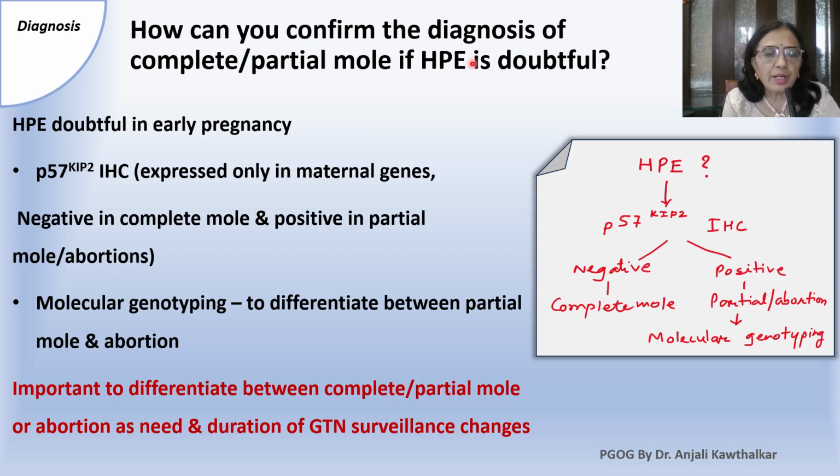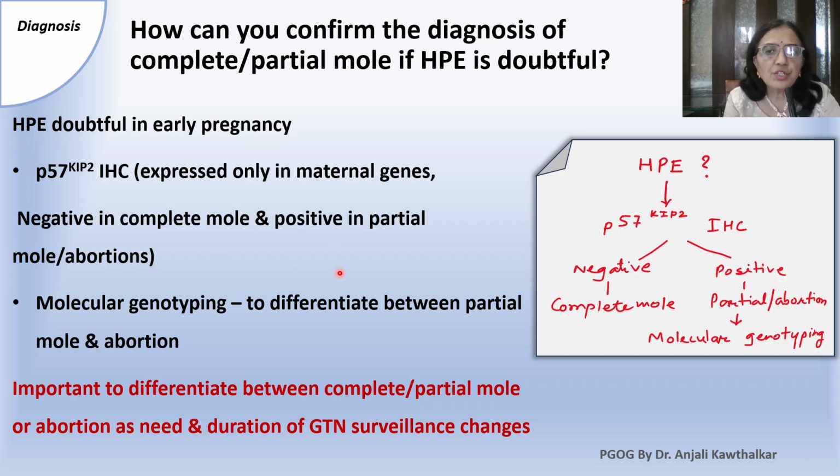Now, how can you confirm the diagnosis if histopathology is doubtful? For a complete or partial mole, histopathological examination can be doubtful in early pregnancy. We are diagnosing more and more early cases, but sometimes there can be a doubt whether it is a complete mole or a partial mole in a very early pregnancy. In that case, immunohistochemistry helps. P57 KIP2 IHC, which is expressed only in maternal genes, will be negative in complete mole, as we have already seen, and positive in partial mole or in abortions.